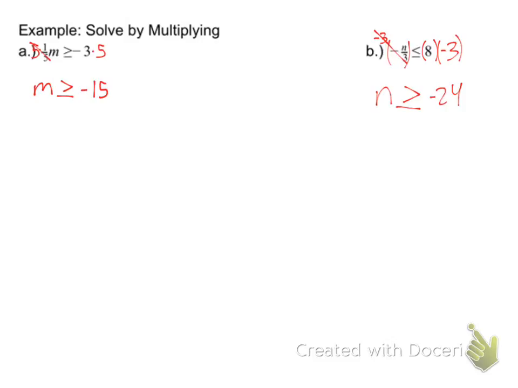0 would work. Okay, 0 definitely works here. I think everybody should agree with that. 0 divided by -3 is what? 0. Is 0 less than or equal to 8? Yes. Boom, we're good to go. Any questions, guys?